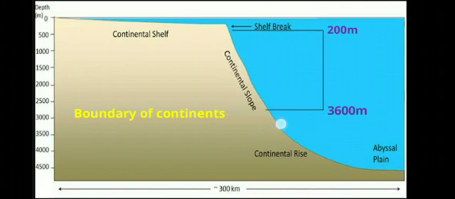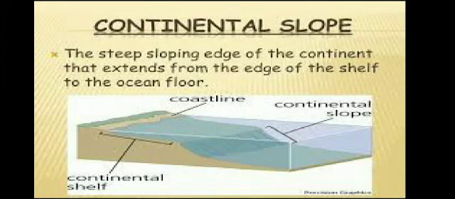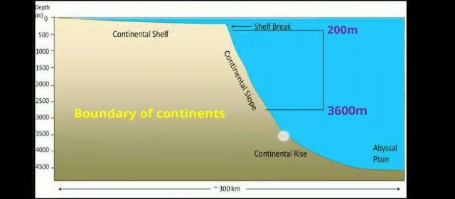In some oceans it becomes narrow, and in some oceans it becomes very broad. The lower boundary of the continental slope is considered to be the boundary of the continents. See, this is the continent, and the continent boundary is considered to be this continental slope.